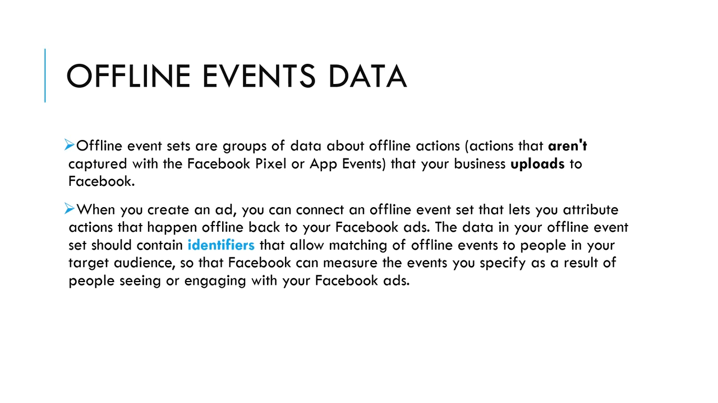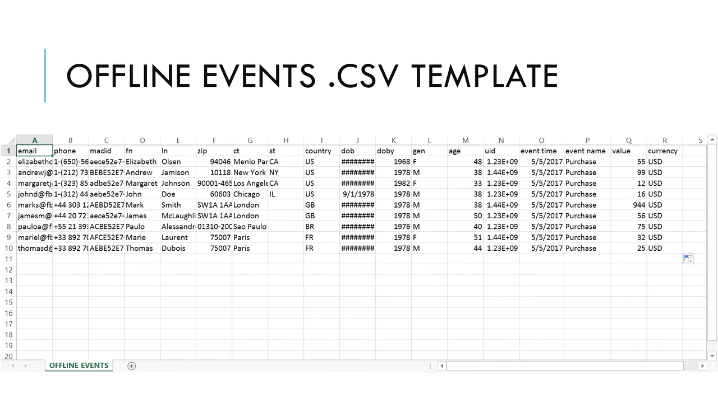The data in your offline event set should contain identifiers that allow matching of offline events to people in your target audience, so that Facebook can measure the events you specify as a result of people seeing or engaging with your Facebook ads. So you'll want to input your offline customer info into a special formatted .csv template. I've attached an example Excel to this lecture's resources.